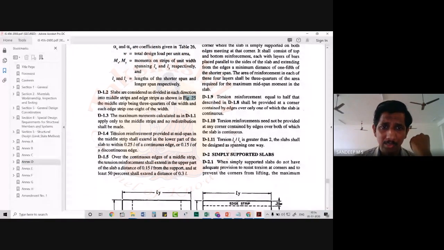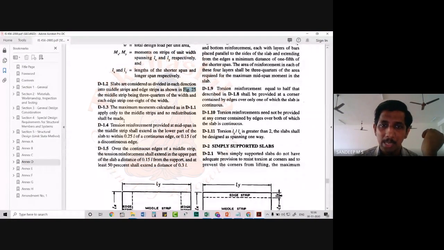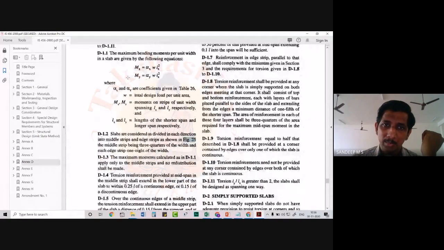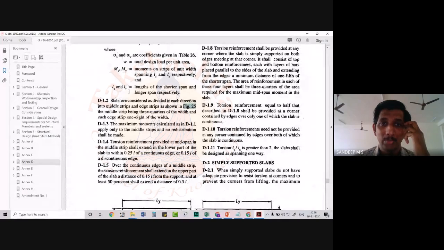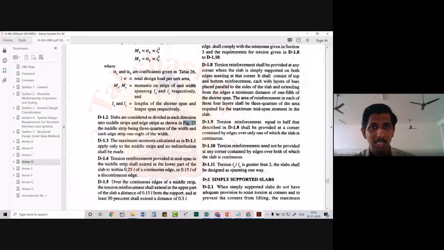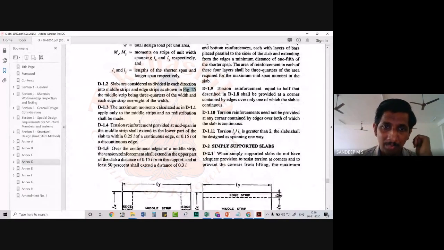Now moving on to the next clause, D1.3. The maximum moment calculated as in D1.1 applies only to the middle strip, and no redistribution shall be made. So basically the moment which we calculate using this equation is valid only in the middle strip. We need to design the middle strip using this equation, and we have to perform the same procedure as we have done in the previous program.